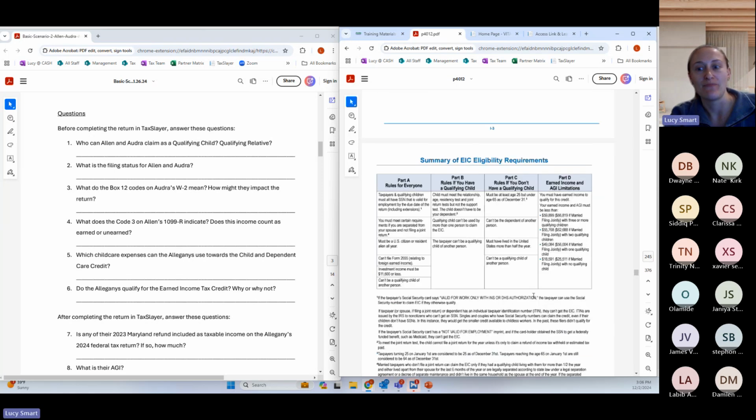Okay, earned income credit. We need to determine if they're eligible for the earned income credit. So first, of course, rules for everyone. Does everybody on their return have a social security number? Yes. Are they married filing separately? No. Are the taxpayers U.S. citizens? Yes. They don't have any foreign earned income. I don't think they had any investment income, but definitely not over $11,000. And they're not the qualifying children of another person. So part A, we're good.